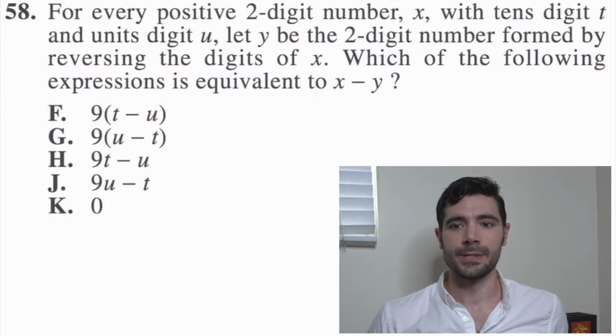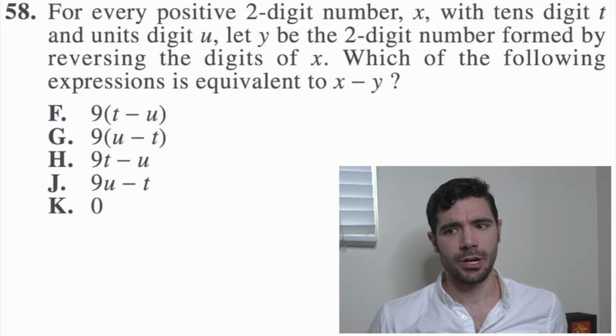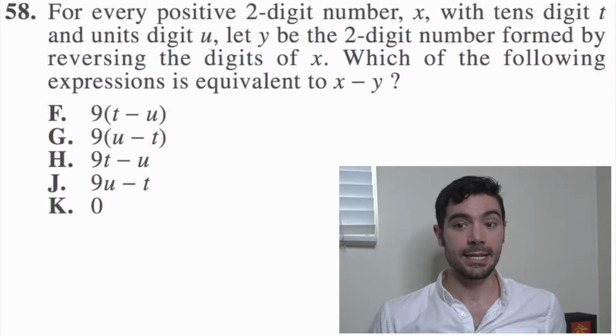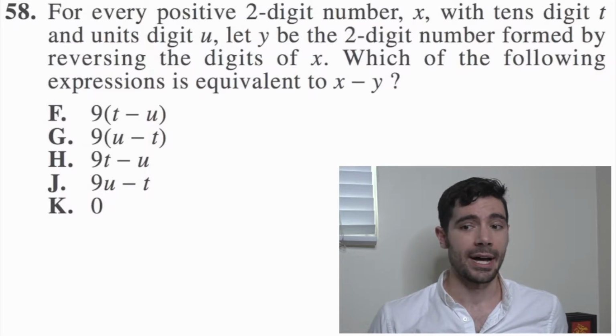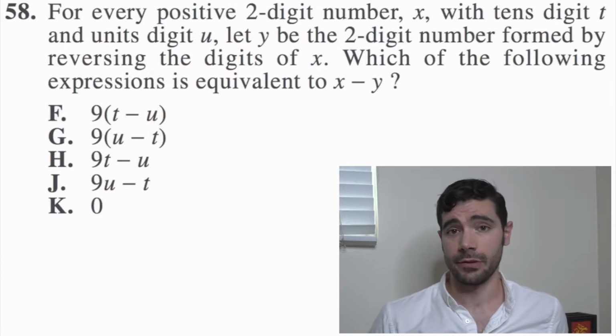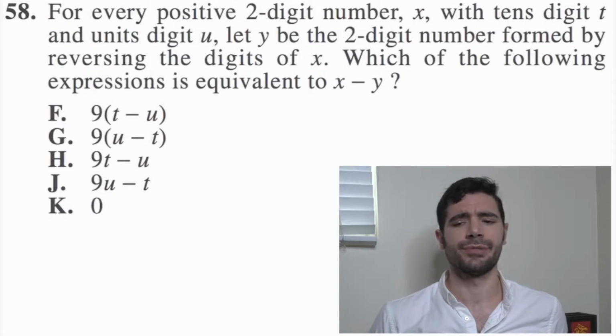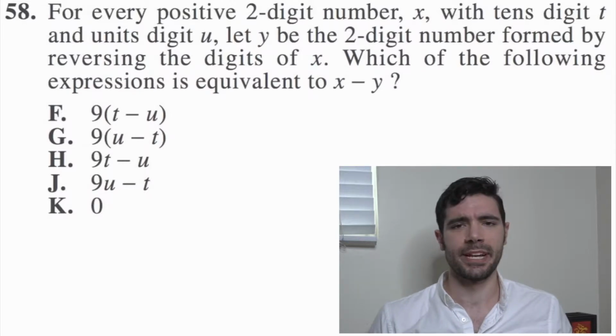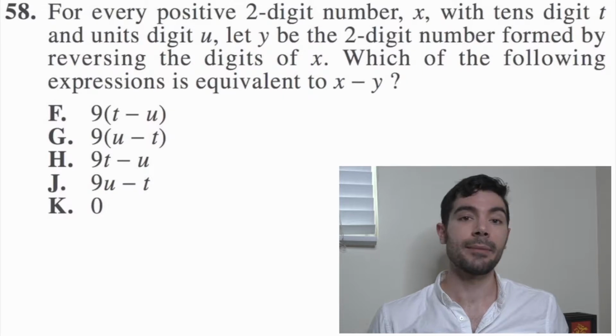Okay, it reads: for every positive two-digit number x, with tens digit t and units digit u, let y be the two-digit number formed by reversing the digits of x. Which of the following expressions is equivalent to x minus y? Whoa, there's way too many letters going on here. But perhaps they don't have to be.